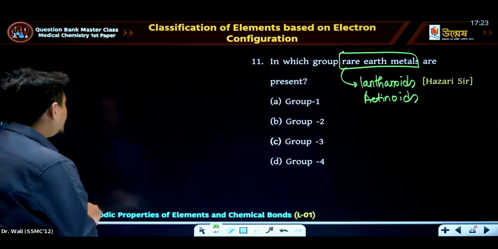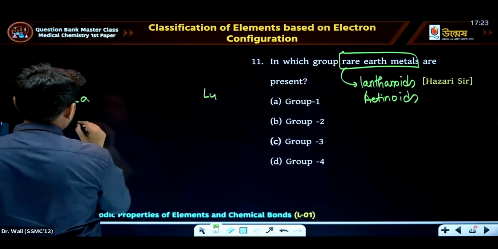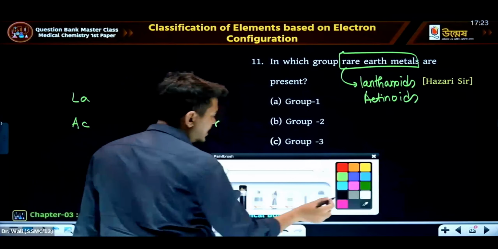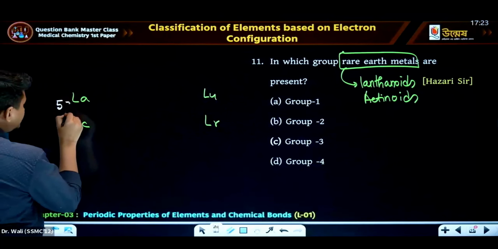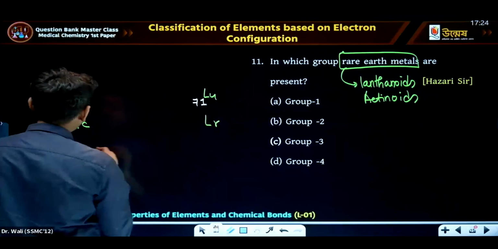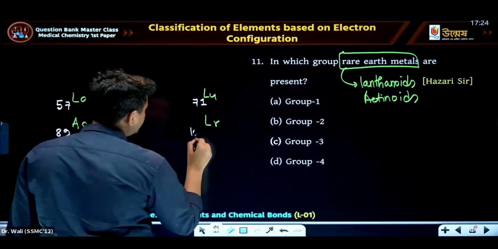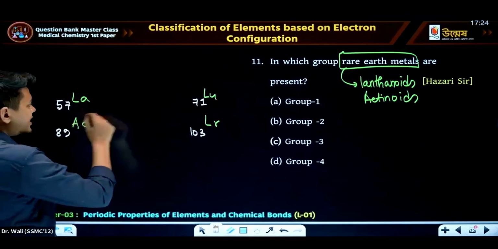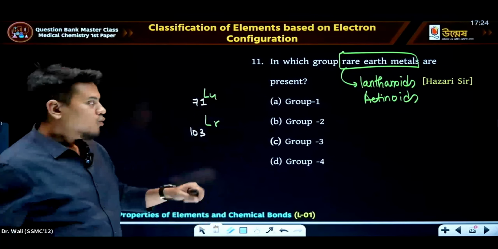Rare earth metals are really important. We know lanthanum to lutetium, actinium to lawrencium. These are called the lanthanoid series and actinoid series. We should also remember the atomic numbers as well: 57 to 71, 89 to 103. Actually, if you can remember 57 and 89, just add 14 to them, and you will get the atomic number of the last one. Why are these important?